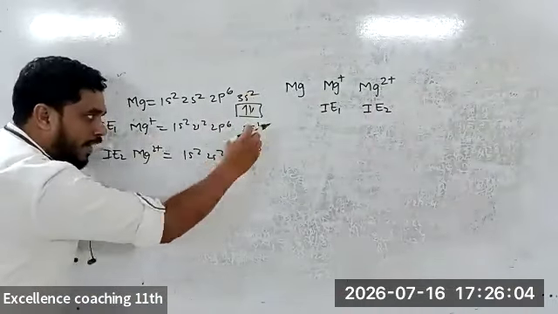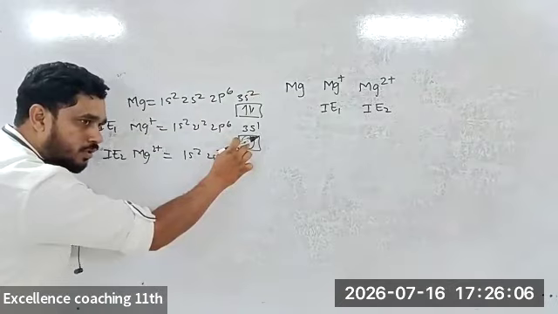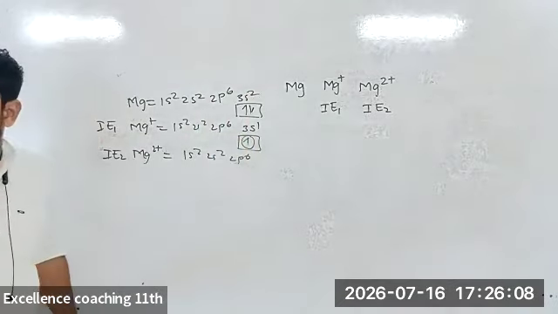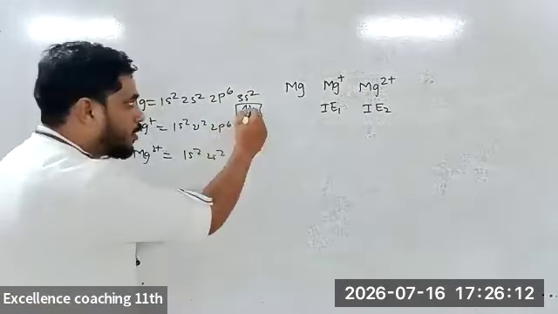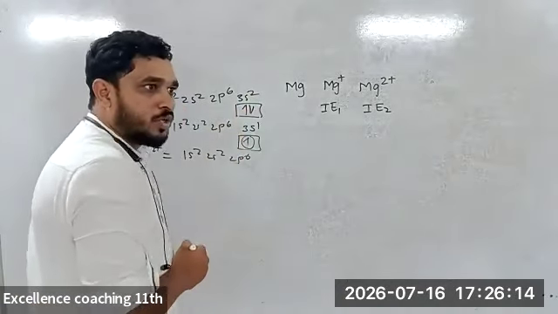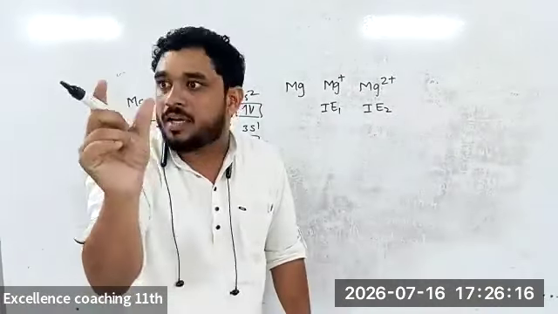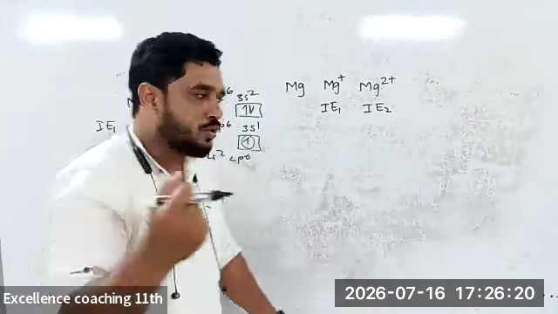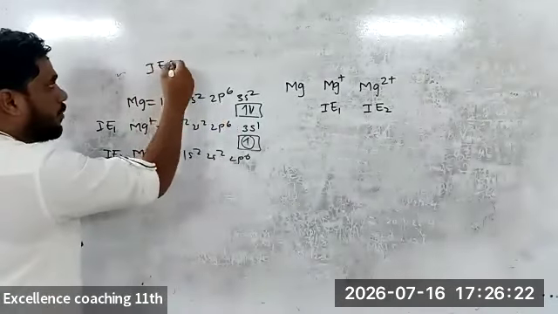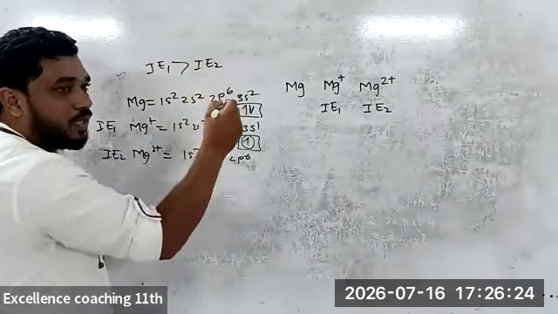You think more energy will be required to remove the electron for IE1? So automatically less energy will be required. Mg will easily give this electron. But why is it easy to remove the electron? Because it is paired. The s subshell is fully filled. So automatically more energy will be required. So IE1 will be more than IE2, yes or no?